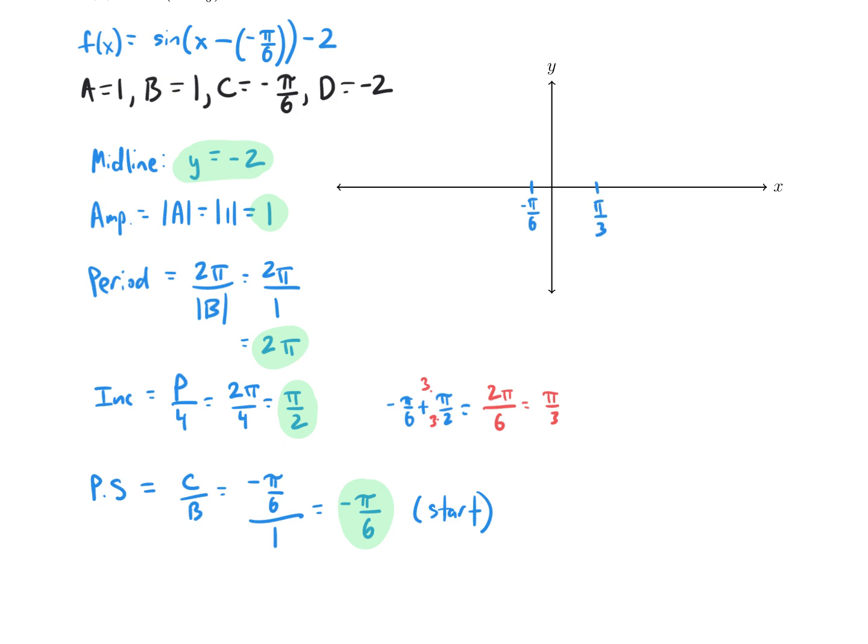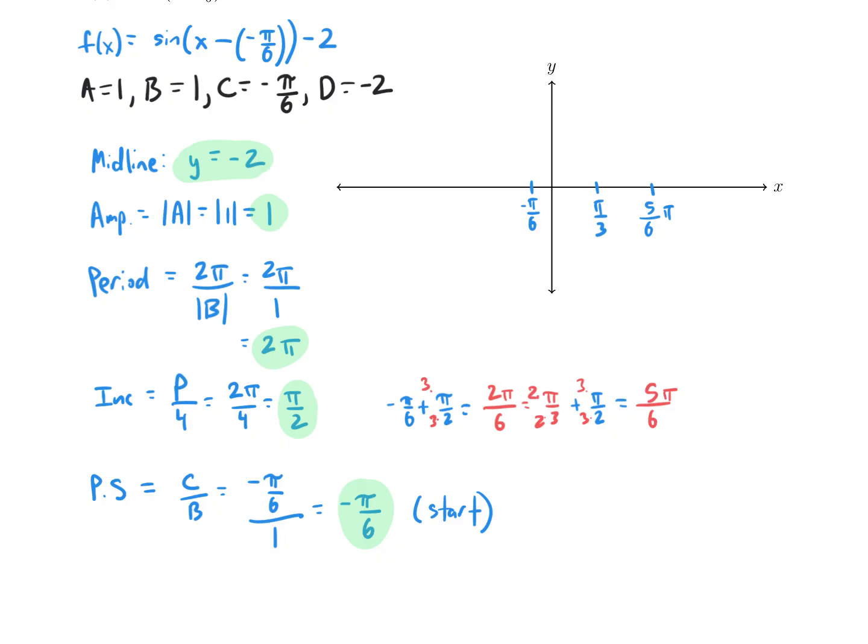Now we've got to add pi over 2 to that to get the next increment, because that is our increment. So once again, the LCD would be 6. So times 2 times 2 times 3 times 3, we get 2 pi plus 3 pi, which is 5 pi over 6. That would be our next increment, 5 pi over 6.